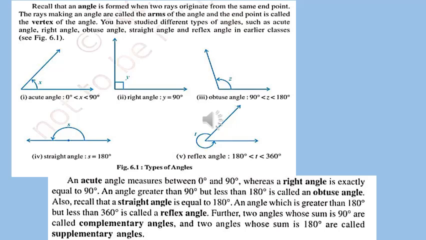So an acute angle measures between 0 and 90. A right angle is exactly equal to 90 degrees. An angle greater than 90 but less than 180 degrees is called an obtuse angle. A straight angle is equal to 180 degrees. And an angle greater than 180 degrees but less than 360 degrees is a reflex angle. Further, we have studied that two angles whose sum is 90 degrees are called complementary angles, and two angles whose sum is 180 degrees are called supplementary angles.